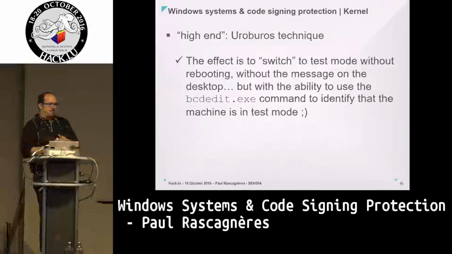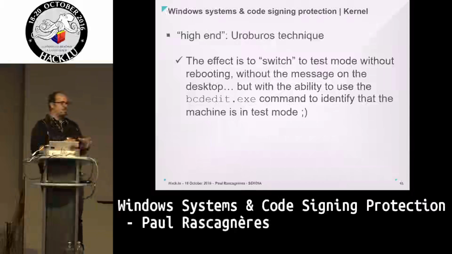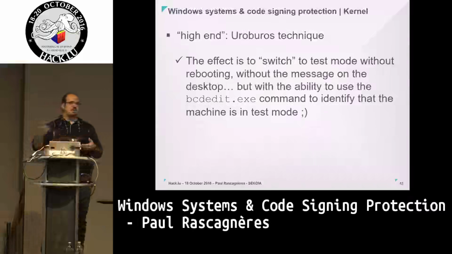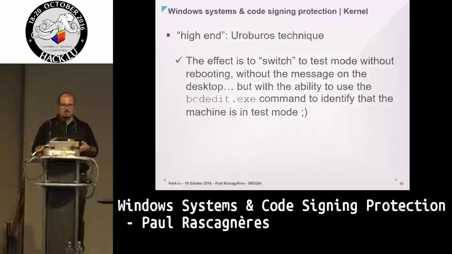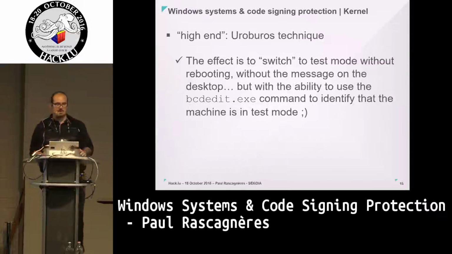But it's not perfect, because as the developers switch the global flag for the system, the signature is really disabled. So if you use bcdedit to check, I didn't reverse it, but I think this command checks the global flag. If you execute this command, you will be able to see that the system is really in testing mode, because it's going to check this flag. This flag is set to 0. You are in testing mode.